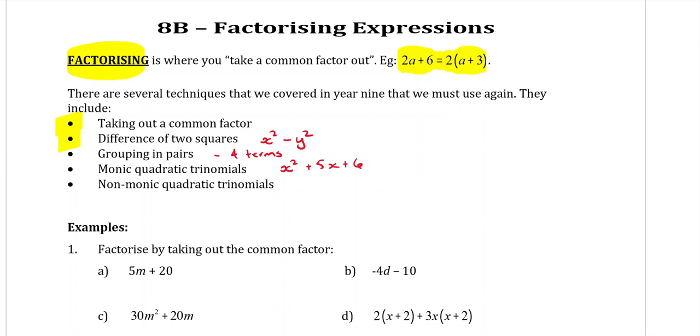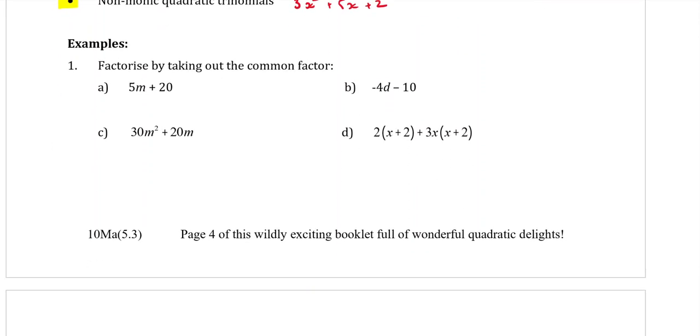Whereas a non-monic, which we won't be learning today, we're going to do that another day, would be something like 3x squared plus 5x plus 2. So you have a number in front of that x squared. Okay, so we need to know all those types, but we're not going to do that last one today. We're just going to do the first 3. So let's go through question number 1.